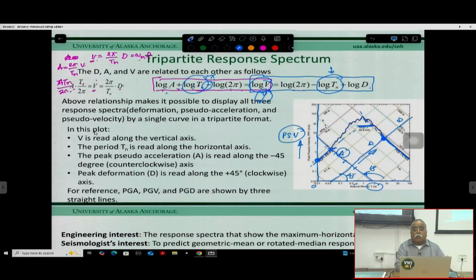So you calculate PGV versus Tn and plot those values, and then in the tripartite graph you will see that the PGD and PGA values you can calculate, because these are only the axes. So from those axes, you can read the values, right? Okay.